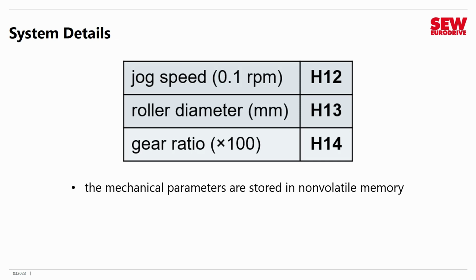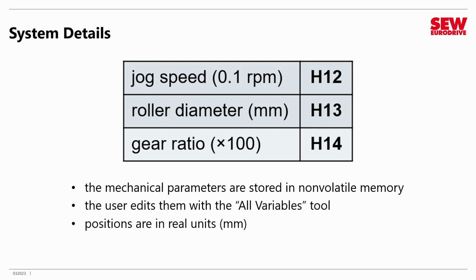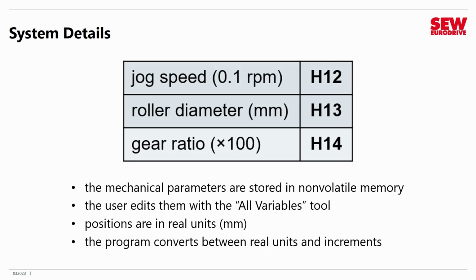A few system details. You are going to store mechanical parameters also in non-volatile memory, like the jog speed you want to use, the roller diameter, and the gearbox ratio. Again, the user can do this with the All Variables tool. This allows the mechanics to be changed without touching the code. As you can guess, I do want you to use real units, specifically millimeters. And the program's going to convert between real units and increments. So all your positions are in millimeters. Speeds are in RPM down to 1/10 of an RPM, so 1 pseudo-decimal place, and ramps are in milliseconds. Very, very simple.